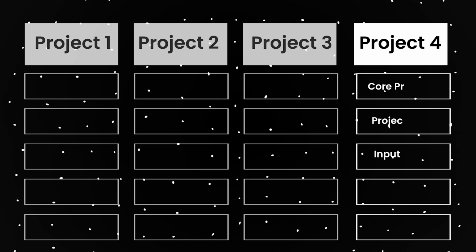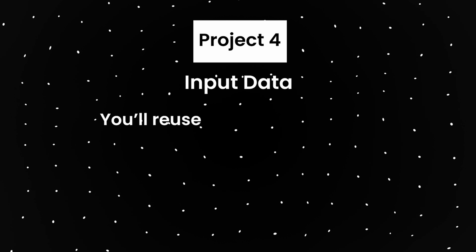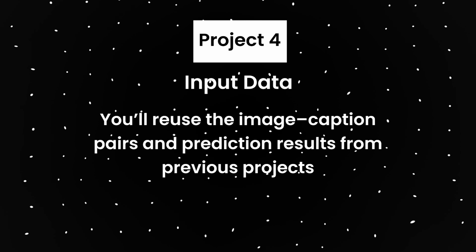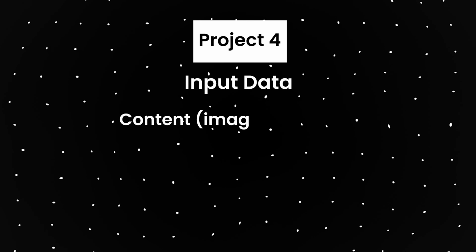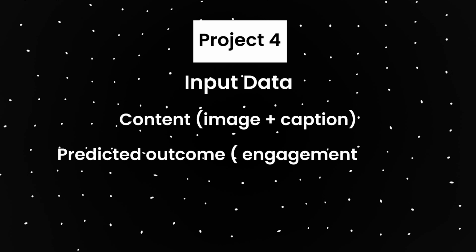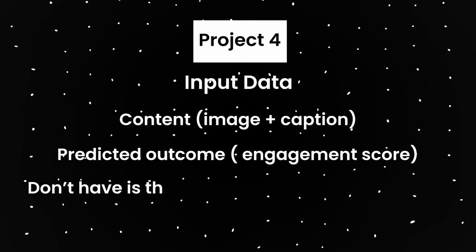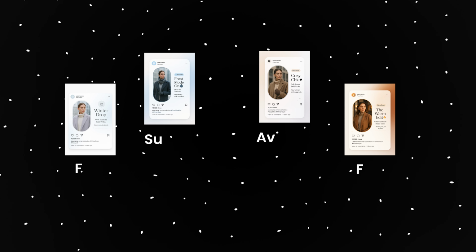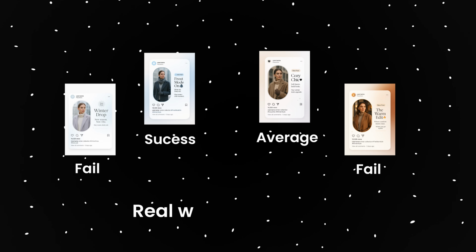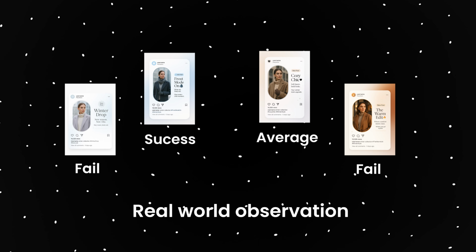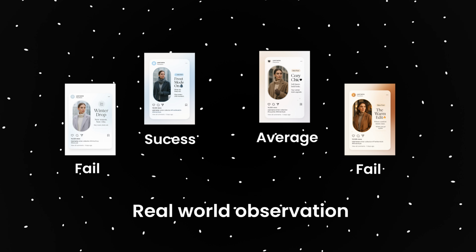In terms of input data, you will reuse the image caption pairs and prediction results from the previous projects. You already have the content, that is the image and caption, and the predicted outcome, that is the engagement score. What you don't have is the context, that is what worked or what failed. Now, based on the actual results or your own observation, you provide that context so the model can learn to analyze why a prediction makes sense or doesn't.